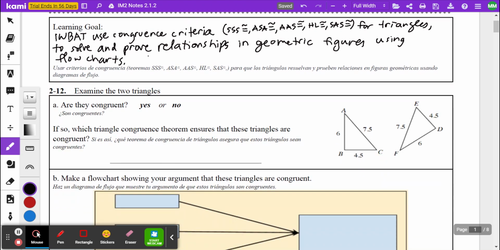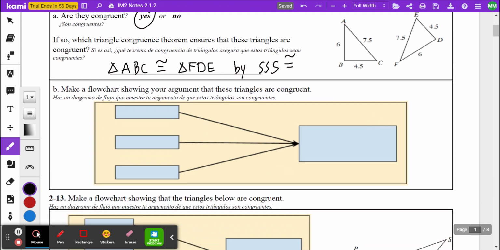First problem, 2-12, examine the two triangles. Well, are they congruent? Well, they have three congruent sides, so yeah, they must be. Yes, they are. Triangle ABC is congruent to triangle... let's see, what has to go first? The angle between 7.5 and 6 has to be first on each of them. So triangle F, and then B corresponds to the angle between 6 and 4.5. So FD, and then the last angle is E, by side, side, side congruence.